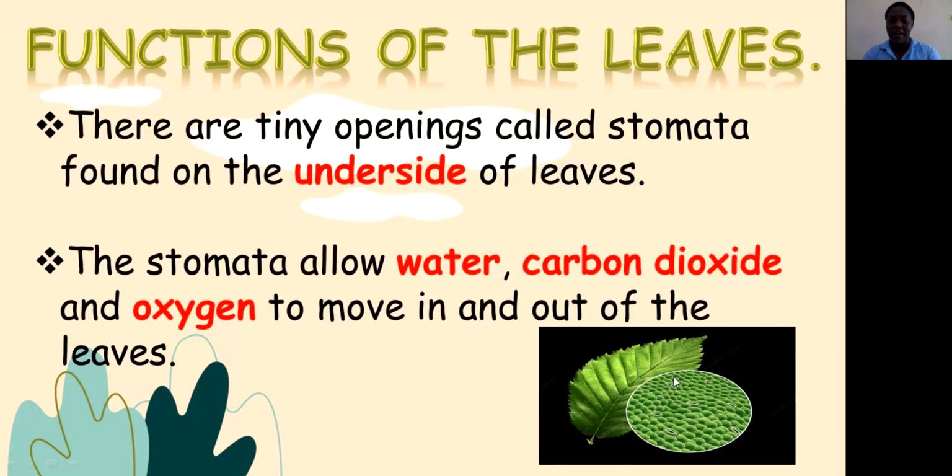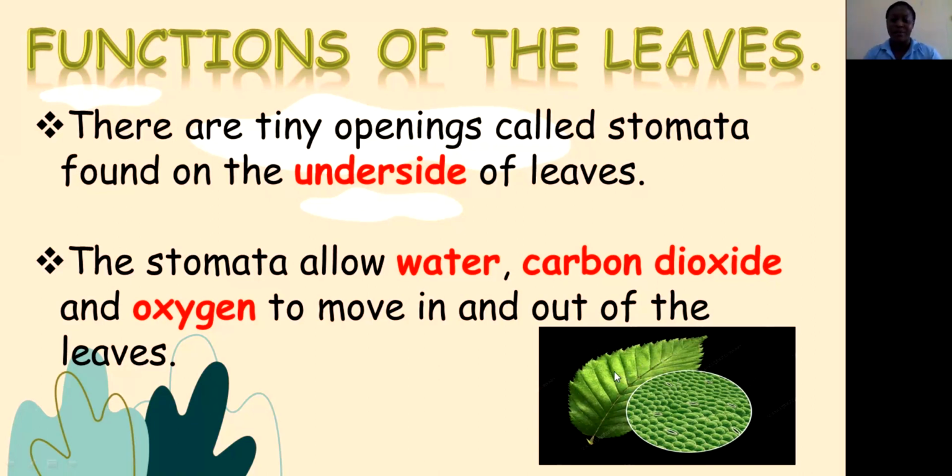So you should know what a stomata is. They are tiny openings found under the leaves, and these openings allow water, carbon dioxide, and oxygen to move in and out of the leaves. That is the work of the stomata. Now here, you cannot see the stomata with your naked eye. You can't see them because they are tiny. Something that is tiny is very small. You cannot see it with your own eyes or with your naked eyes.